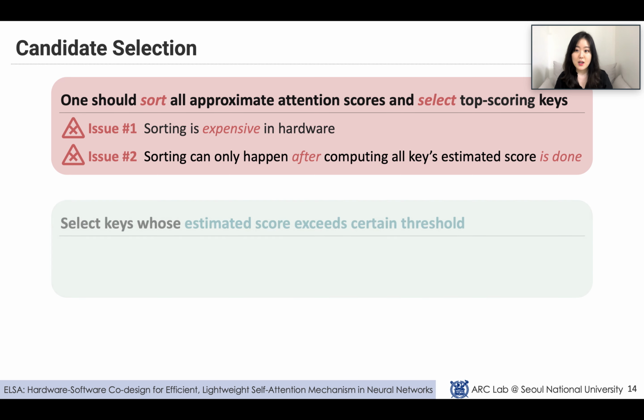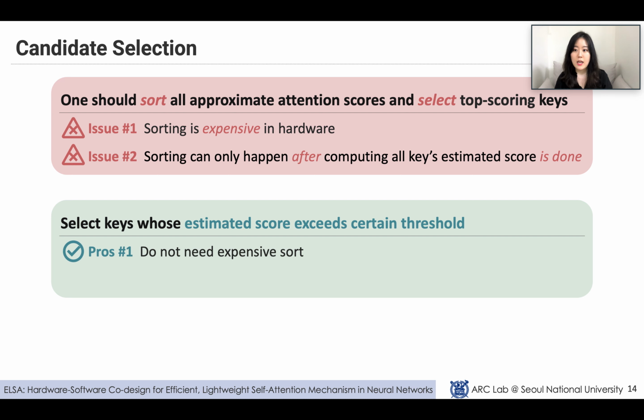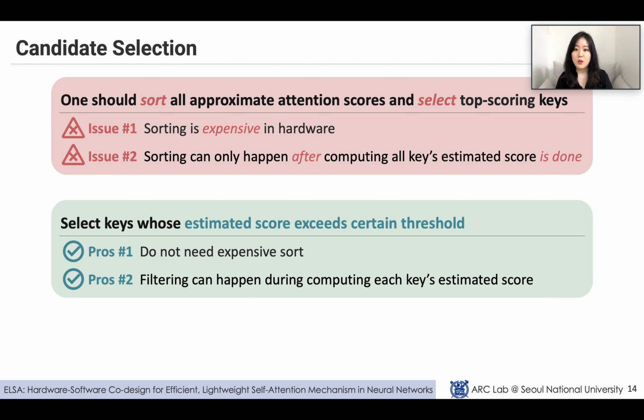Thus, in Elsa, we select keys whose estimated score exceeds a certain threshold. In this way, we do not have to do expensive sort, and we do not have to wait until all keys' approximate score computation is done, since filtering can happen right away after a key's score estimation is done. Now, a question may arise.